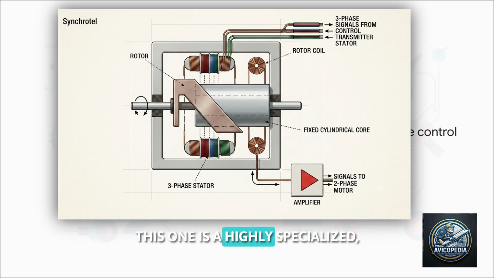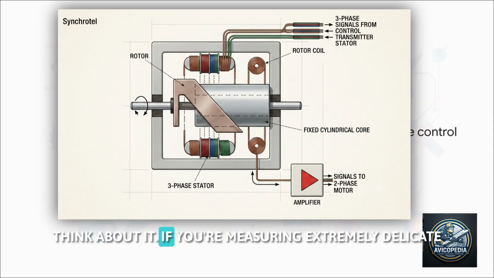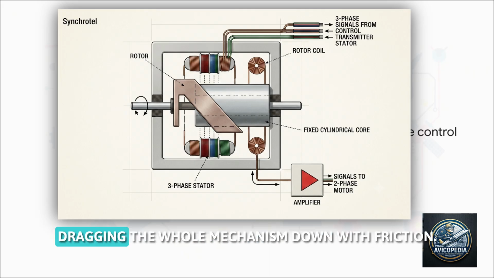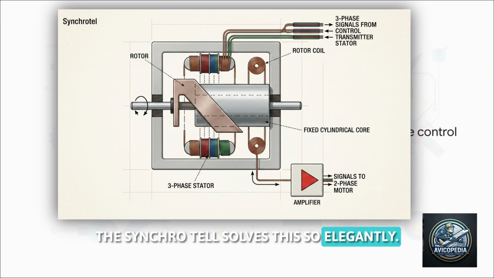Finally, we gotta talk about the Synchrotel. This one is a highly specialized, very low torque control transmitter. Think about it. If you're measuring extremely delicate air pressures for something critical like an altimeter, you cannot have heavy metal rotors dragging the whole mechanism down with friction. The Synchrotel solves this so elegantly.